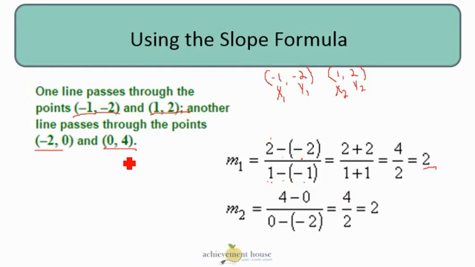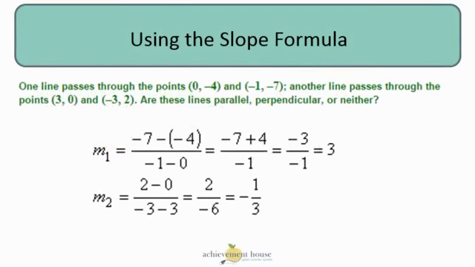Now, we can make this y2, x2, y1, x1, and substitute them in. 4 minus 0 over 1 minus negative 2, which is actually plus 2. So 4 over 2, and that simplifies to 2. So those two lines were parallel.